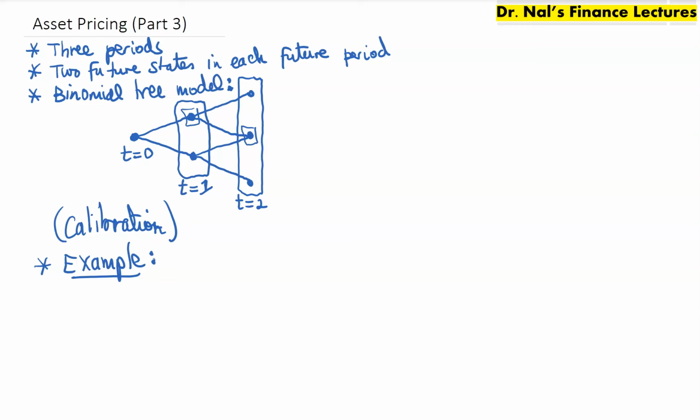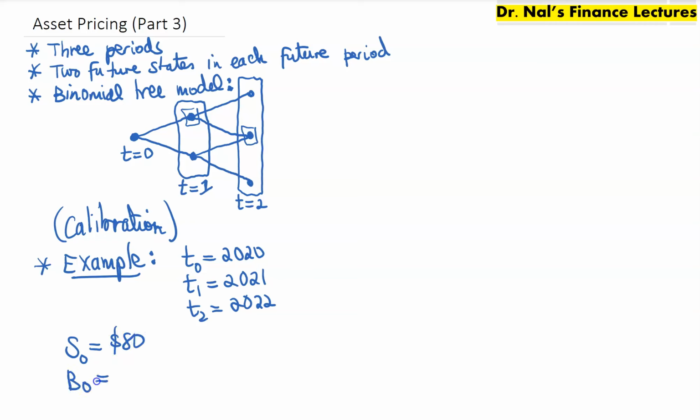If you guys want, why don't we say it like this? I'm shooting the video sometime in mid 2020. So suppose that today, time t0, is the year 2020, this year. Date is not important. t1 is 2021, next year, and t2 is 2022. And we have two securities, a stock which is currently selling at say $80, and a bond which is currently selling at say $60.